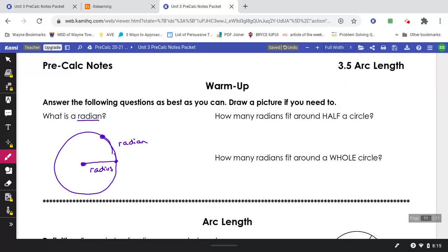How many radians fit around half a circle? It's 1, 2, 3, and then just that little bit more, which is the 0.14. Which makes 3.14, which, if you remember, is pi. And then around the whole circle, we would double that, 6.28, which would make 2 pi.